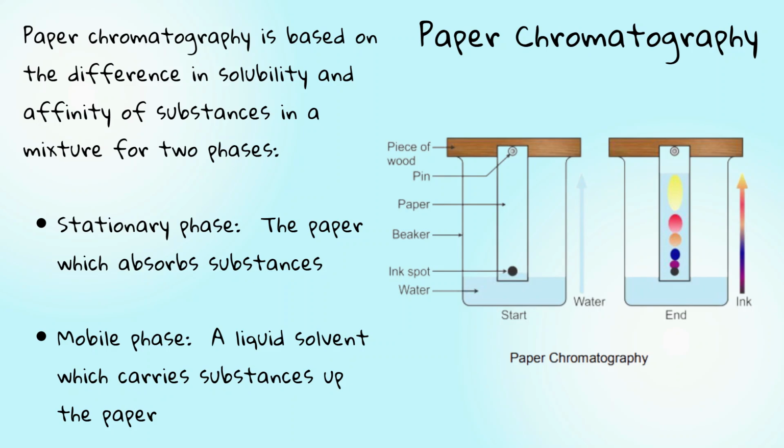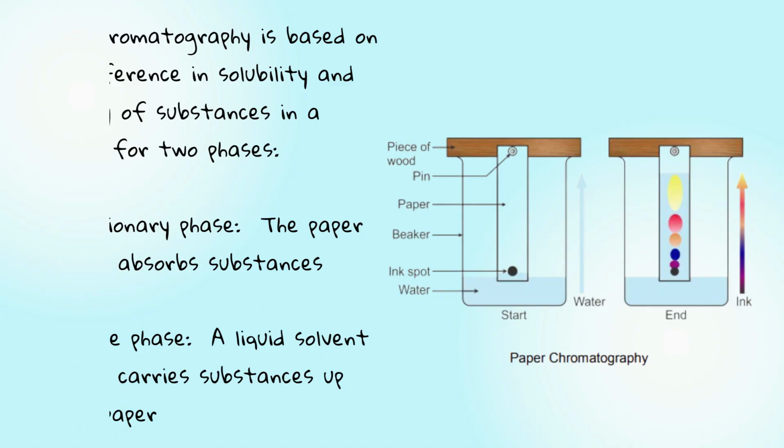Paper chromatography is based on the difference in solubility and affinity of substances in a mixture for 2 phases. 1. The stationary phase, the paper which absorbs substances, and 2. The mobile phase, a liquid solvent which carries substances up the paper.